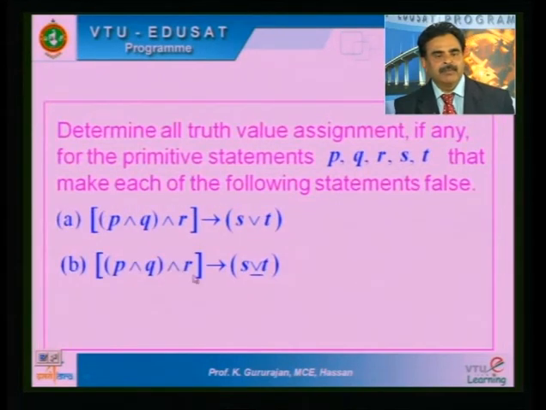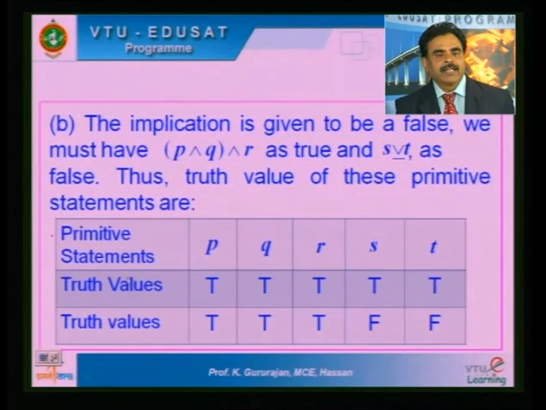Now, coming to the second problem. Here we have got the exclusive OR operator. The same logic applies here also, that to begin with, I must begin with what? This is a true proposition, but this must be what? False. Then only the implication will be false. Okay. So, I can find the following choices.